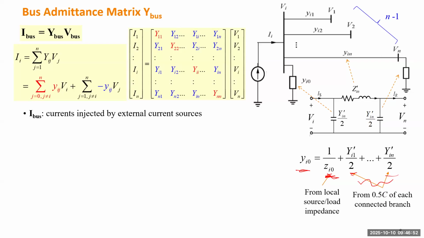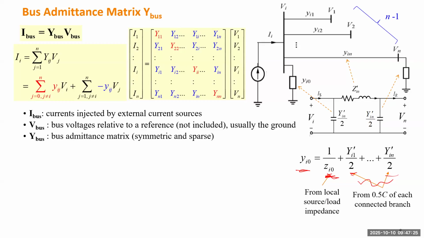Okay, so I-bus here is the current injections by the external current sources. Those current sources will be from generators or other types of voltage sources. V-bus will be the vector of bus voltages relative to a reference. So here, if we define the ground to be the voltage 0, each item in the V-bus will be the actual voltage relative to the ground.